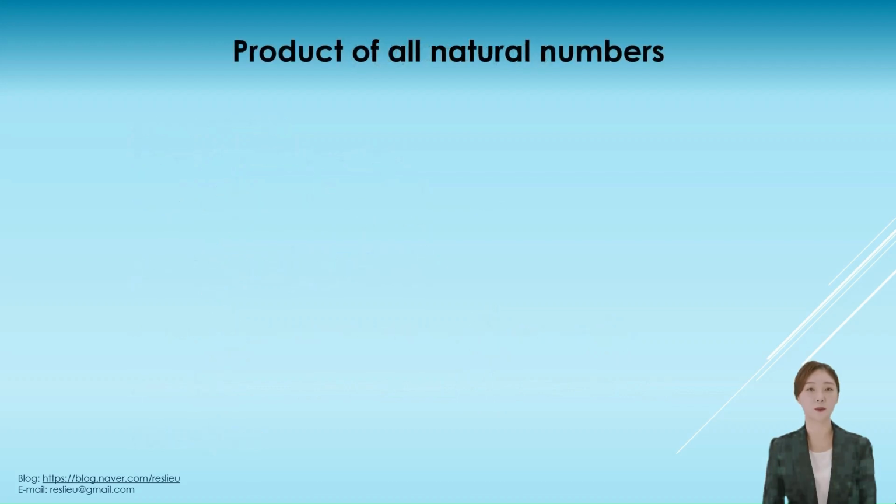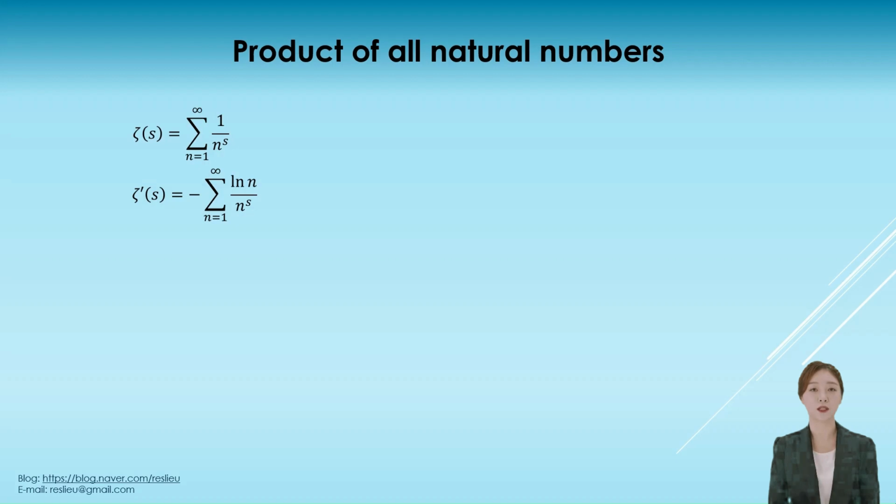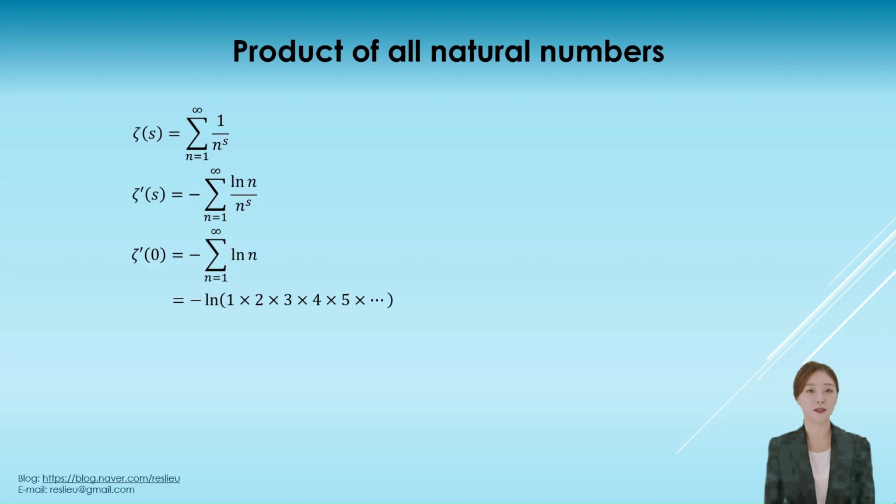We can find the product of all natural numbers from zeta prime 0. Differentiate the zeta function from the definition of the zeta function. 1 over n to the s power is minus log n over n to the s power. Therefore, zeta prime 0 is equal to minus the sum of log n from 1 to infinity. Since the sum of logs is equal to the log of the product, it is equal to minus the log of the product from 1 to infinity. Zeta prime 0 is minus 1/2 times log 2 pi, so minus log root 2 pi. Therefore, the product of all natural numbers is root 2 pi.